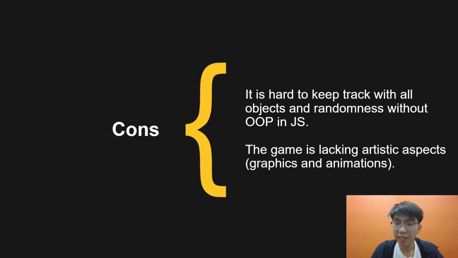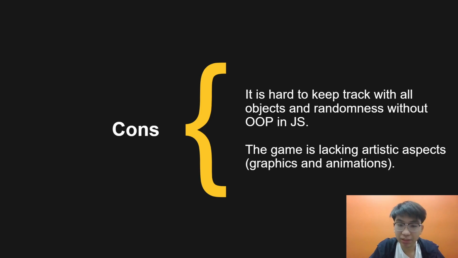The con is that it is really hard to keep track of all the objects and the randomness without object-oriented programming in JavaScript. We could do this by applying classes and objects: a game one class, game two class, game three class, right? And then the targets, the balls, the objects can be subclasses of the big game class too. We tried a lot to keep track of the variables in our code.